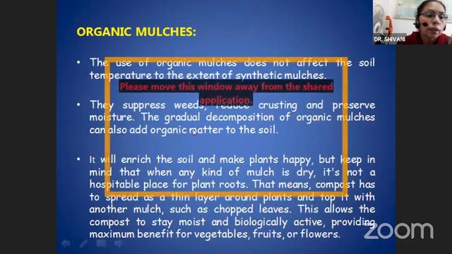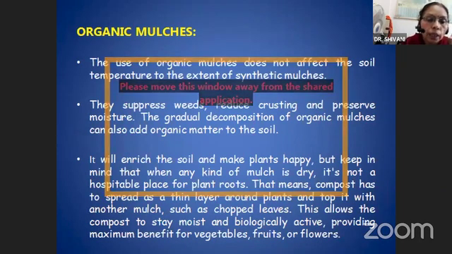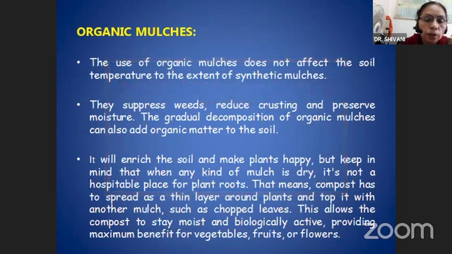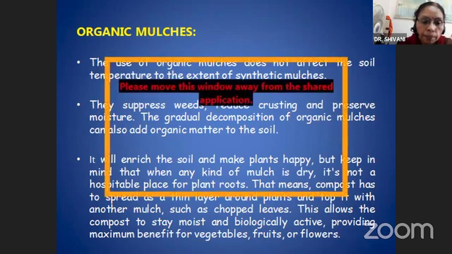Then let us have a look at organic mulches. The use of organic mulches does not affect the soil temperature to the extent of synthetic mulches. Synthetic mulches affect the soil temperature more. Organic mulches suppress weeds, reduce crusting, and preserve moisture. But gradual decomposition of organic mulches adds organic matter to the soil, which is very beneficial nowadays for our soil. Organic mulches enrich the soil and make plants happy, because when the plant is happy, it will give more and more production.